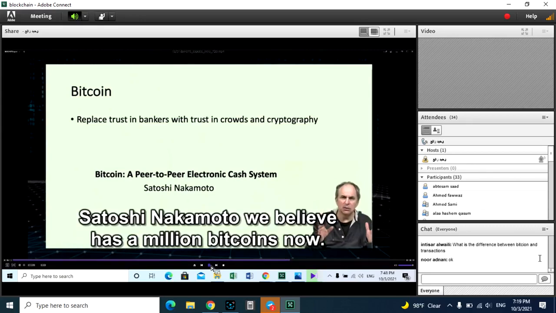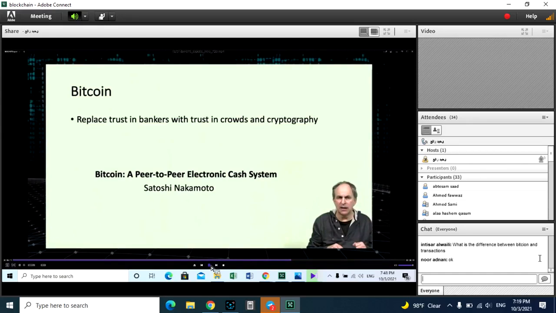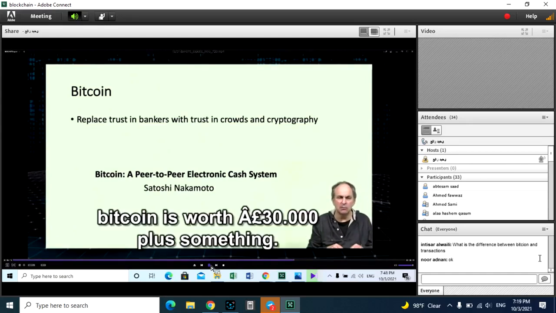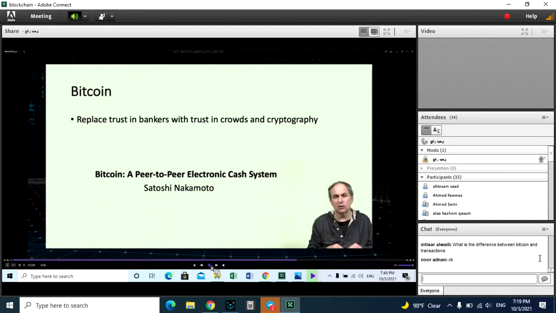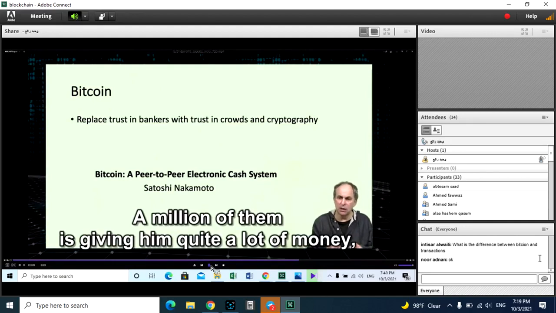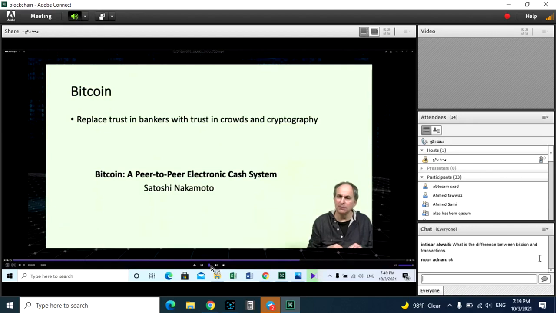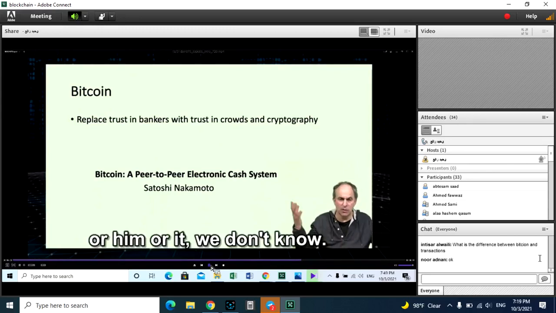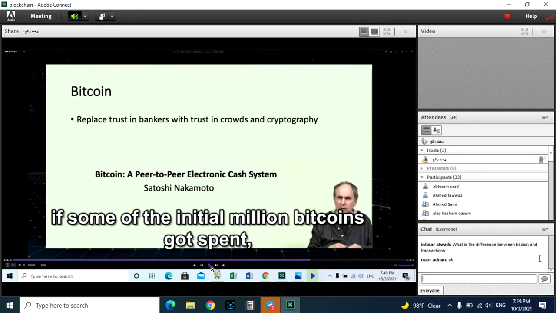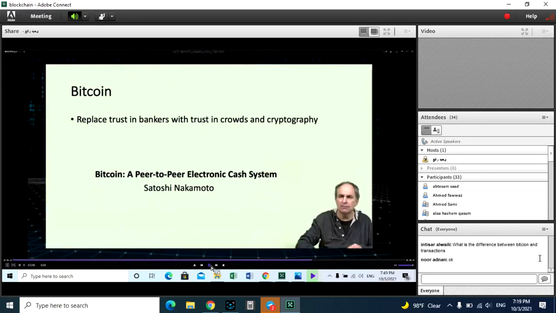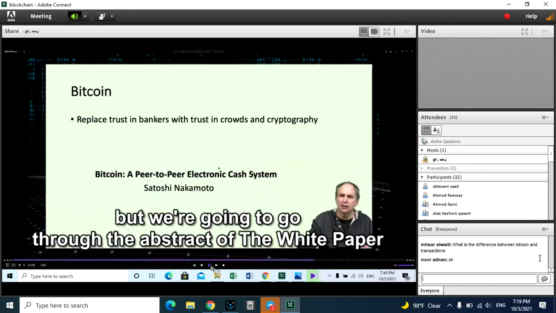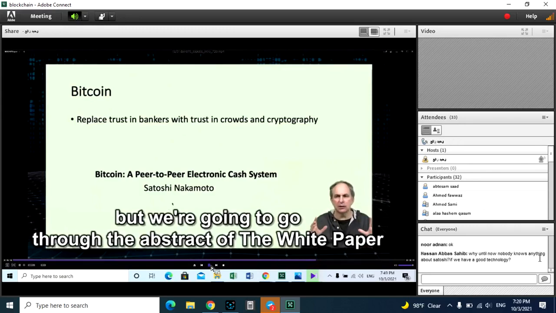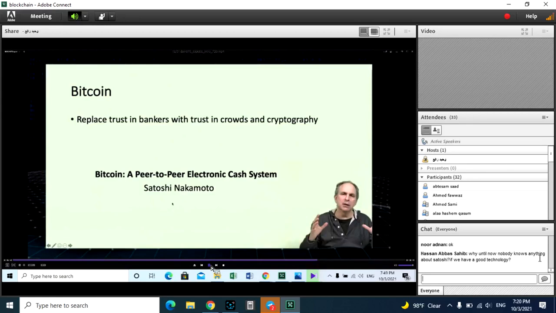Satoshi Nakamoto, we believe, has 1 million Bitcoins though. And as I'm speaking to you, a Bitcoin's worth £30,000 plus something. So having 1 million of them is giving him quite a lot of money. Or him, or it, we don't know. We don't know who Satoshi Nakamoto is. More on that later. But we're going to go through the abstract of the white paper in the next lecture.